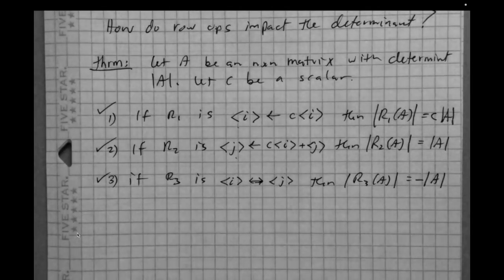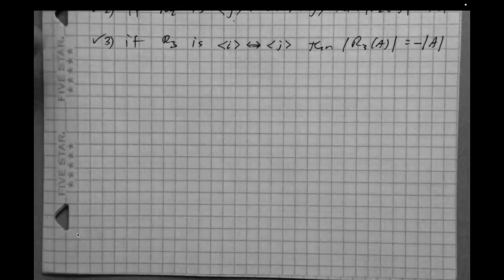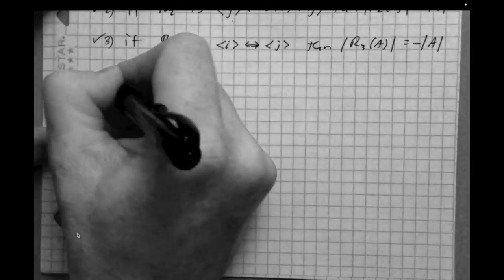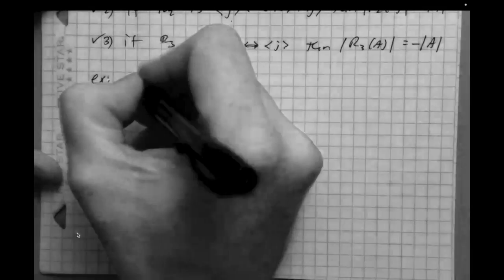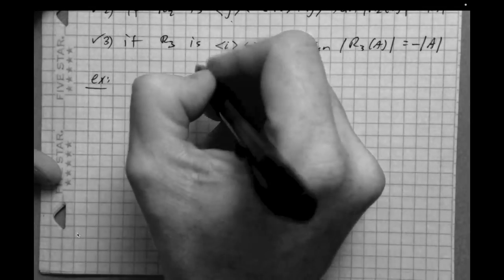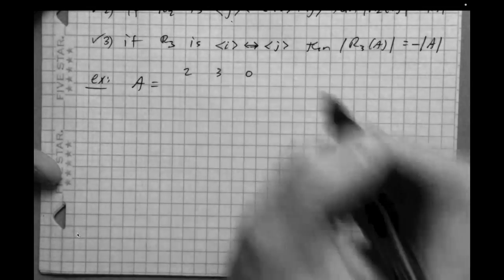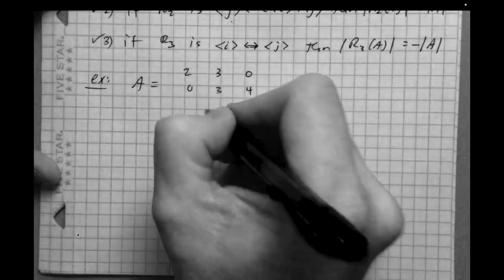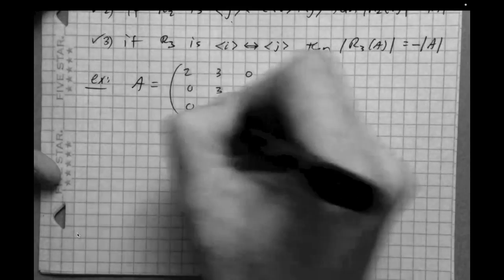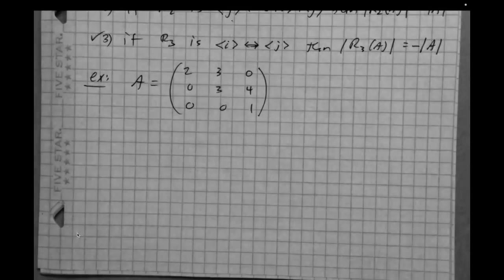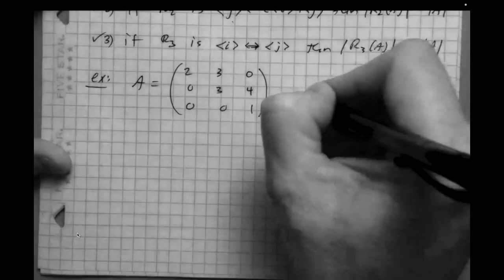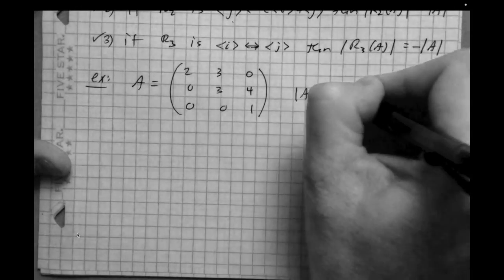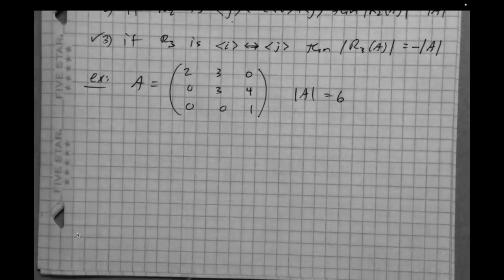All right. Let's see a couple of simple examples where this comes into play. So these are really simple examples. Let's say that A is equal to [2, 3, 0; 0, 3, 4; 0, 0, 1]. Notice this is upper triangular because I want to be able to calculate the determinant really quickly. So the determinant here is 6. 2 times 3 times 1 is 6.